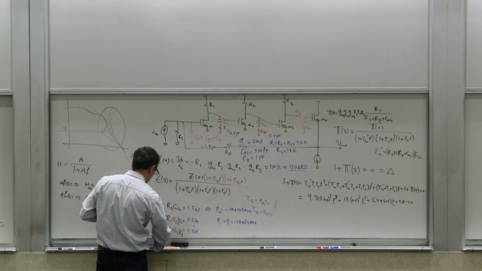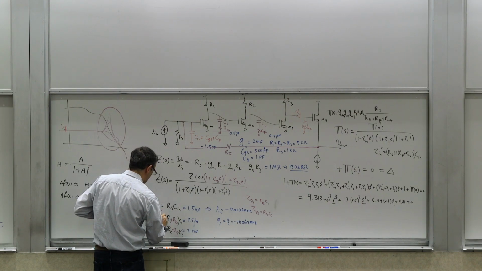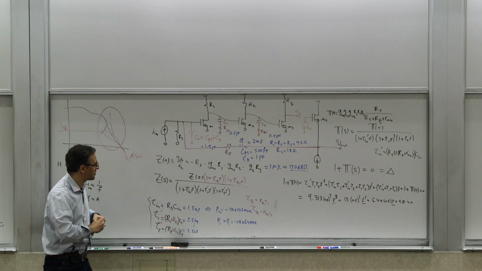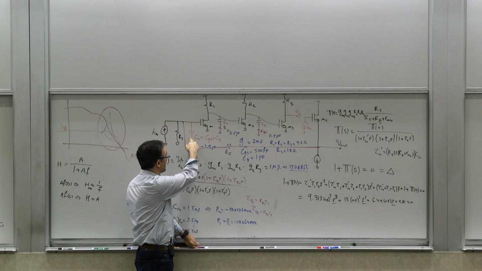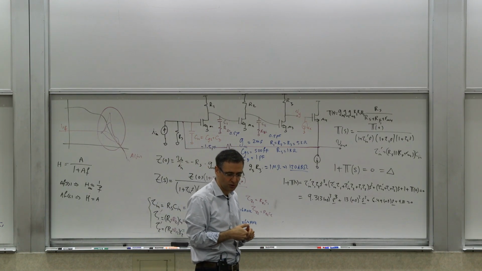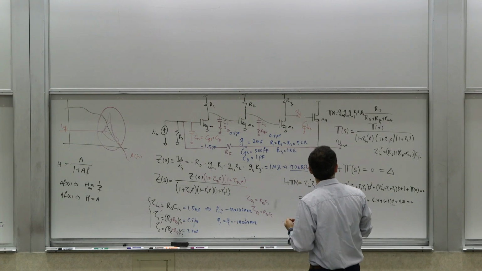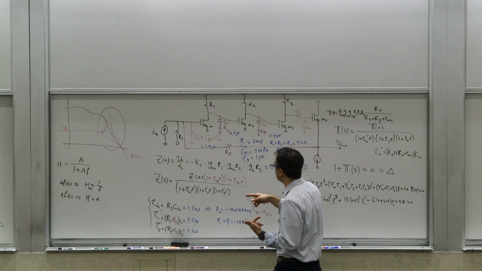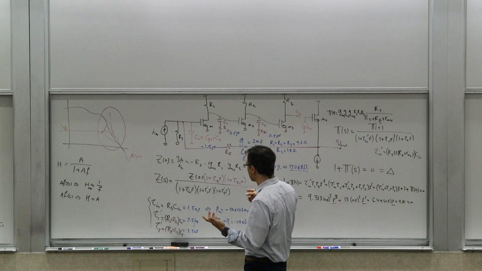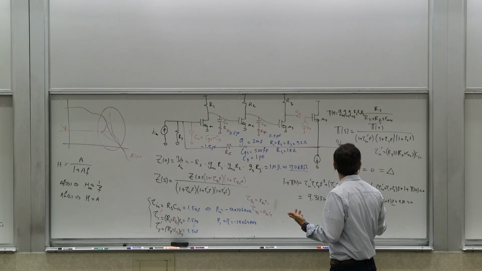Well, maybe I should put them as primes with this color to match that. So these are like tau 1 prime and tau 2 prime. Tau n doesn't change because that resistance hasn't changed. It hasn't changed, but it's basically this new tau that we calculated somewhere. I don't know where I put it.